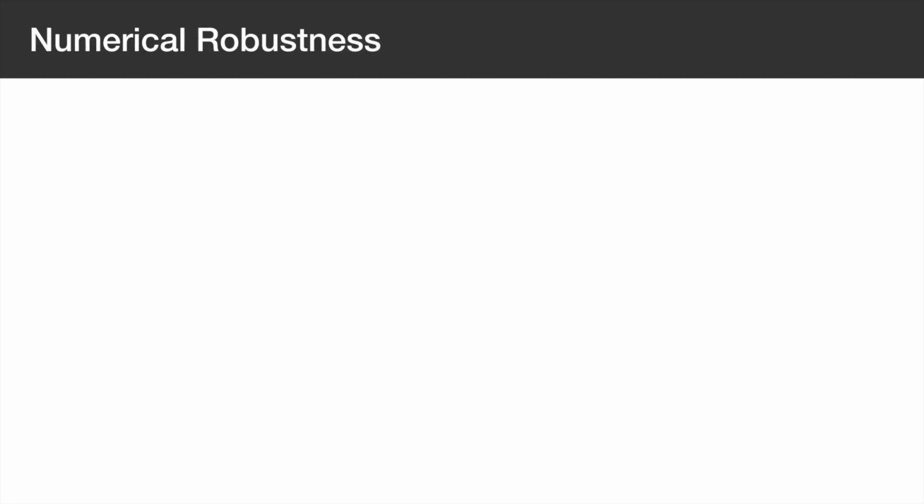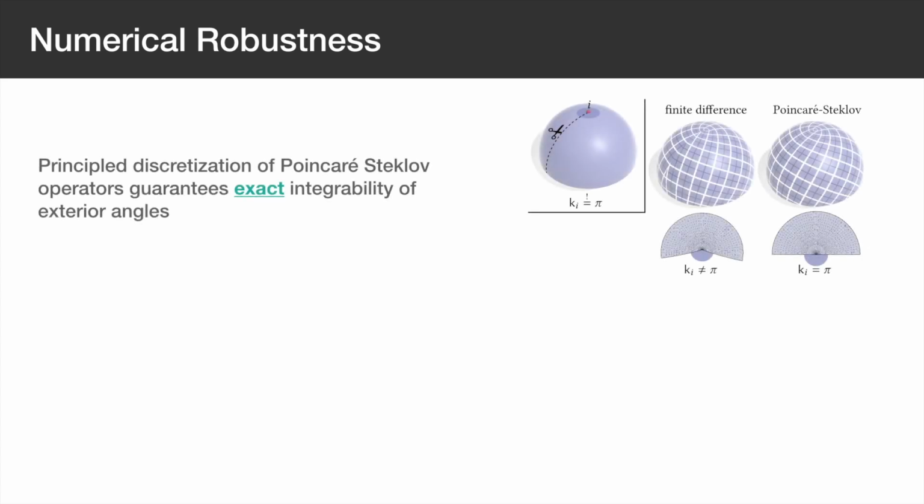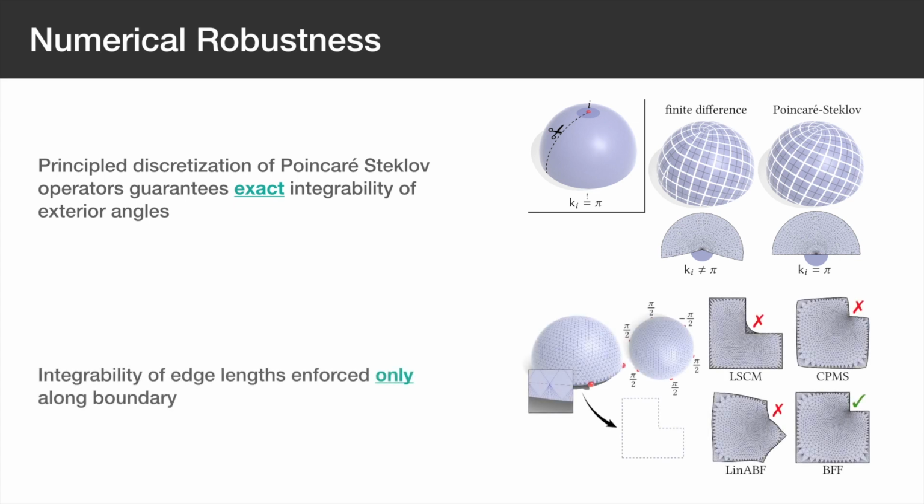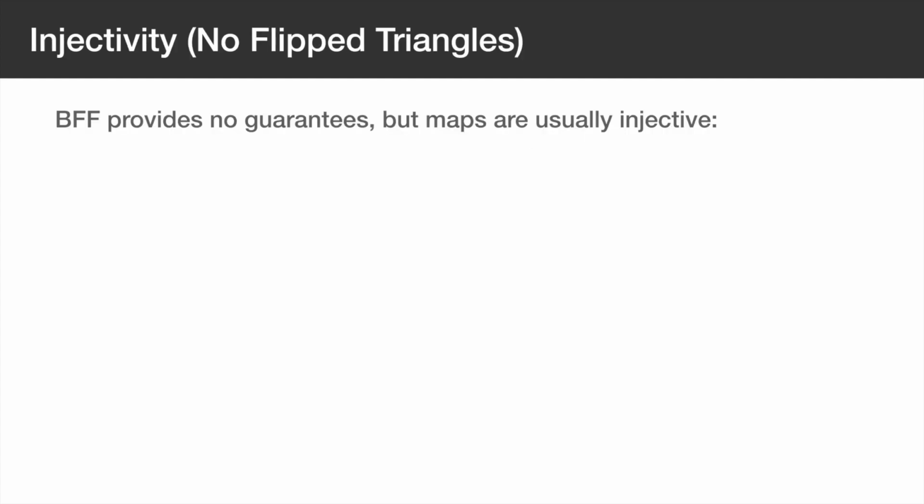Finally, I had mentioned earlier that BFF has turned out to be surprisingly robust in our experience. We think this is for two reasons. First, we provide a principled discretization of the Poincaré-Steklov operators that guarantee exact integrability of exterior angles. This is not the case with finite differences. Second, integrability of edge lengths only needs to be enforced along the boundary. In contrast, previous work enforces integrability of lengths or angles over the entire domain, and as a result, suffers from artifacts.